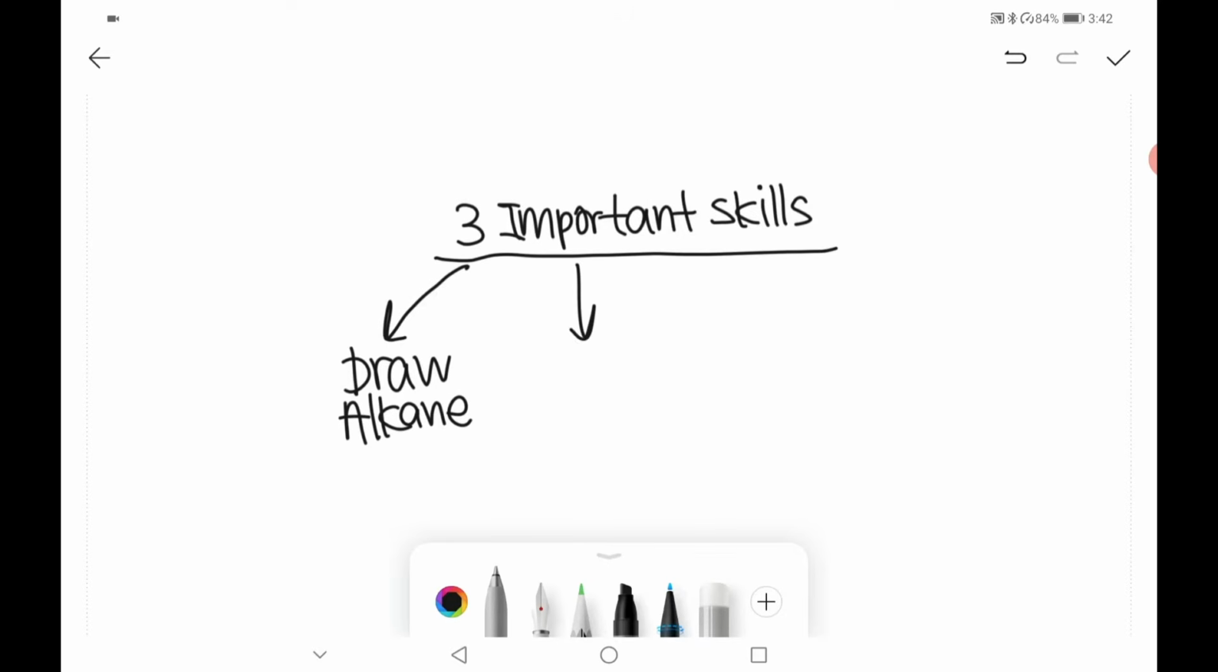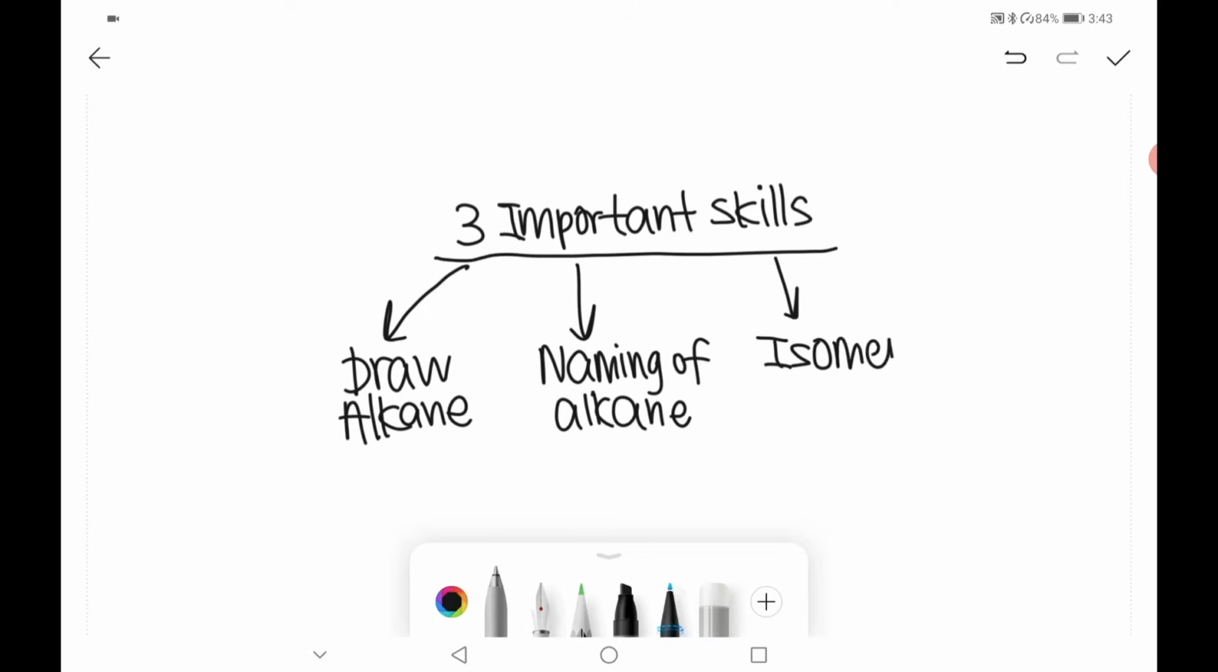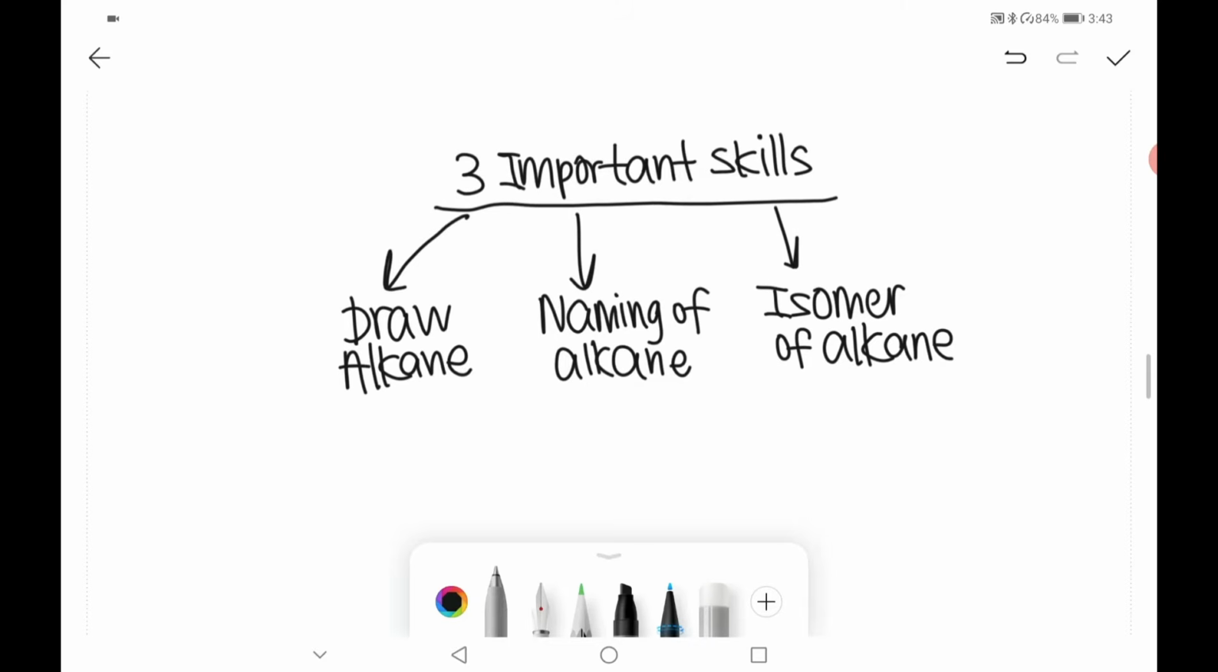Number 2, you need to know the naming of alkane, how to give the name for alkane. And number 3, you need to know a concept called isomer of alkane. So there are a total of 3 important skills that we will learn. So let's start with the first one.